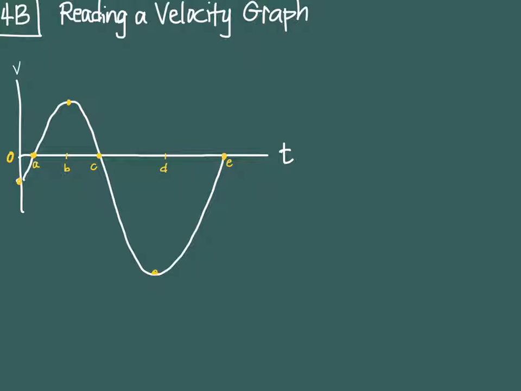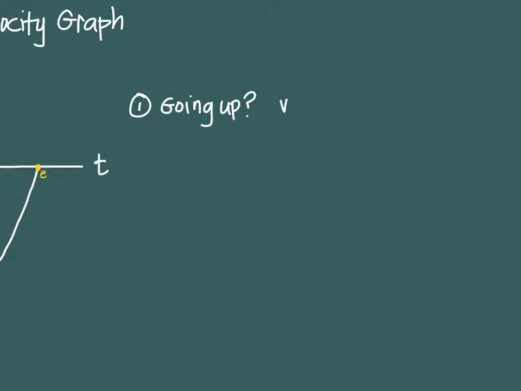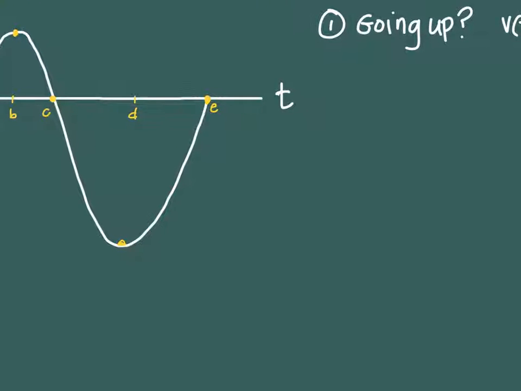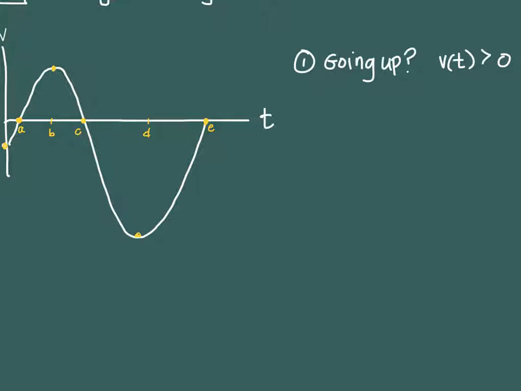So let's go with our first question. Going up. The definition of something going up is when it has positive velocity. All right, when it has positive velocity. That's the definition of going up. V of t is greater than 0. So on this graph, where is the graph greater than 0? From where to where is it greater than 0?